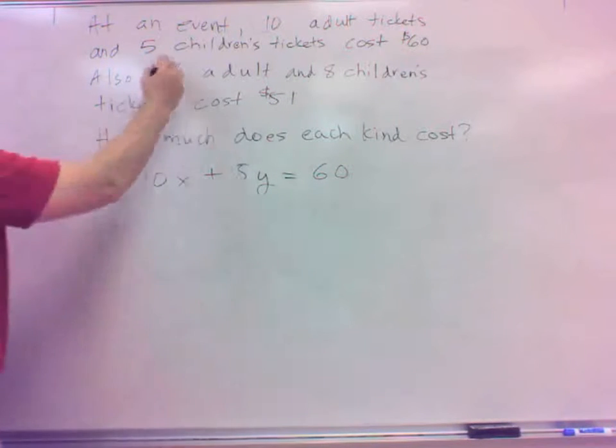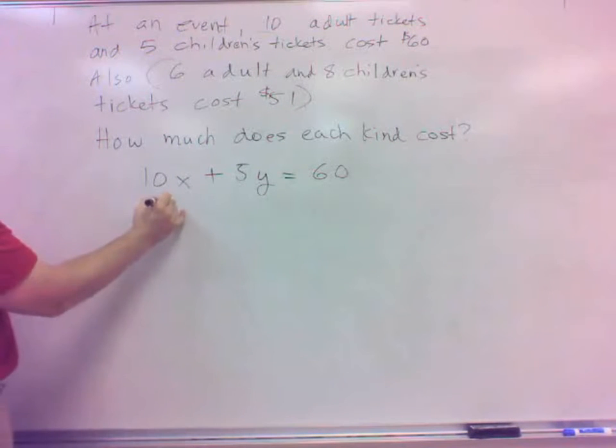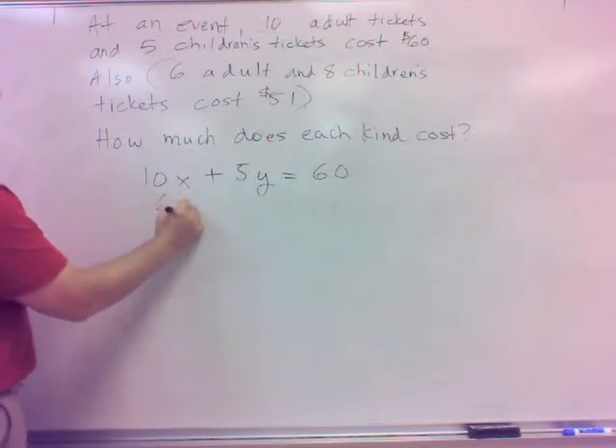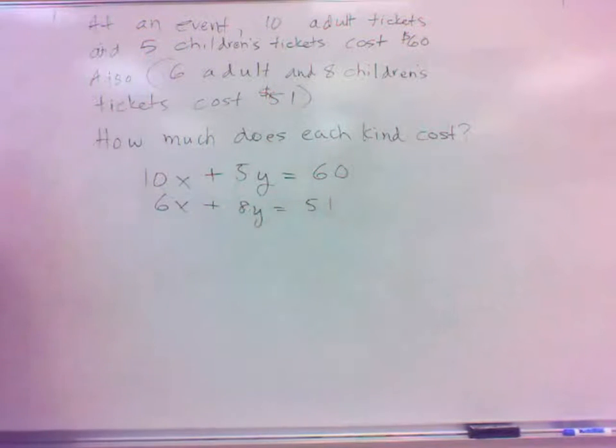Well, don't we have another one here? And that would be, what would the equation there be? 6x plus 8y equals 51. Yeah, we still have the same X and Y, same adult price, same children's ticket price. So we still have the X and Y, we just have different numbers there to go with them.